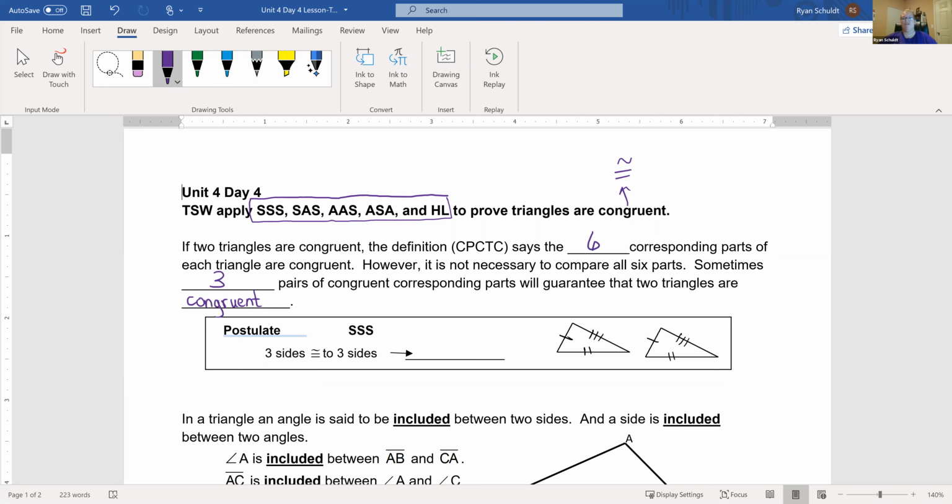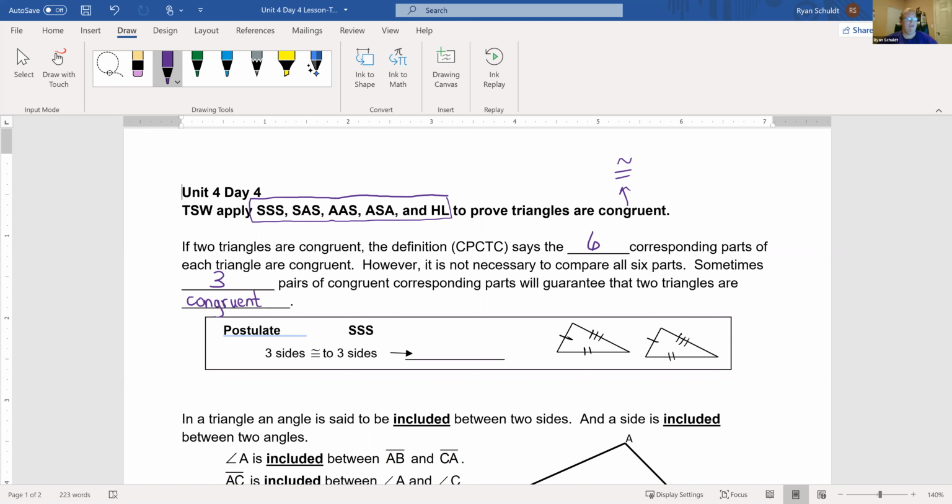But it can't be just any 3. We're going to talk about some that are not allowed. I will gladly count them wrong if they appear on your paper or on the Google form. But first, let's talk about the ones that are allowed.